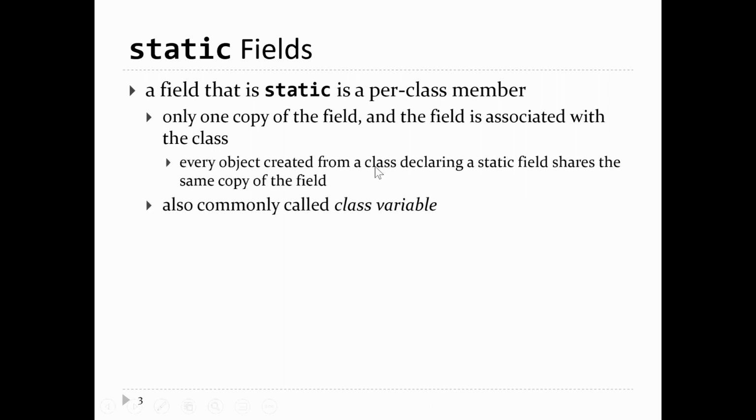In other words, every object that you make using that class shares the exact same field. They all have access to the exact same field at the same time. You sometimes see these called class variables, so in other words, a variable that belongs to the class. But I'm always going to call them static fields.